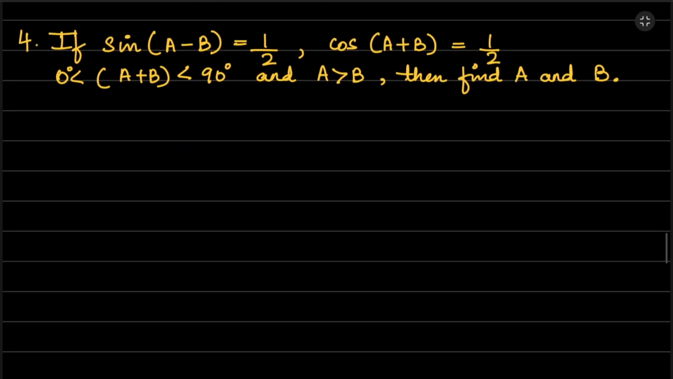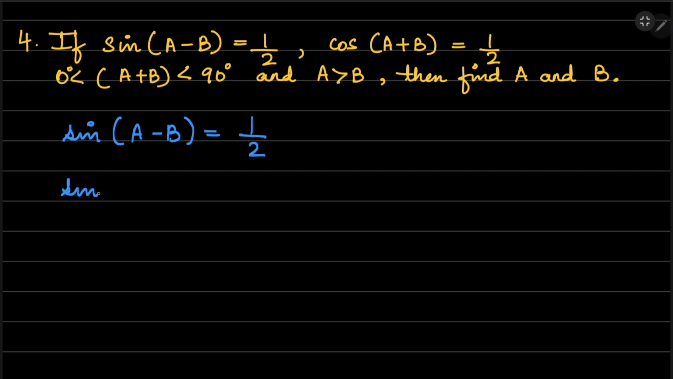The question is, if sine of a minus b equal to 1 by 2 and cos of a plus b is equal to 1 by 2, and you are given some extra information, that is a plus b angle is greater than 0 but less than 90 degree, a is greater than b. So out of the two angles, a is greater than b, you have to find a and b. Now again, two things at a time.